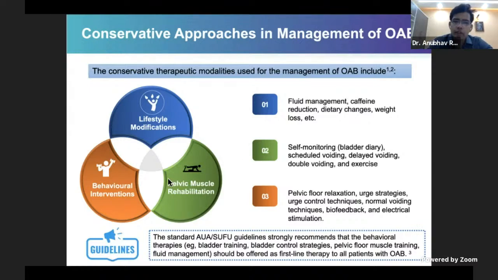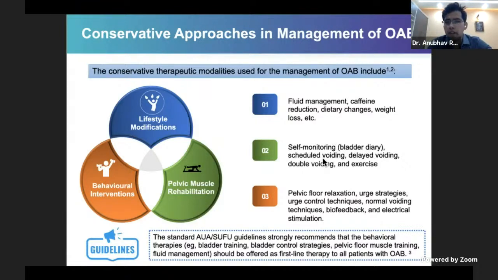Second is pelvic muscle rehabilitation. How do we do it? So there are some exercises which the patient can be taught. We ask the patient to do self-monitoring. So working with this first part, that's lifestyle modification, is self-monitoring, which will give a positive feedback to the patient. So if he sees that from the day I have reduced my caffeine intake, the number of voids has decreased. So it becomes self-monitoring and gives a positive feedback to the patient, and the healthy habits are encouraged in this way.